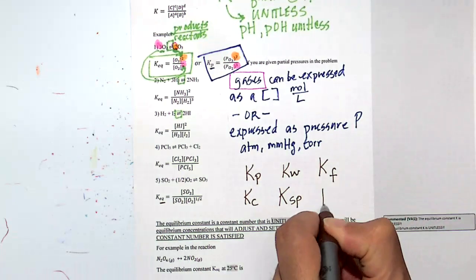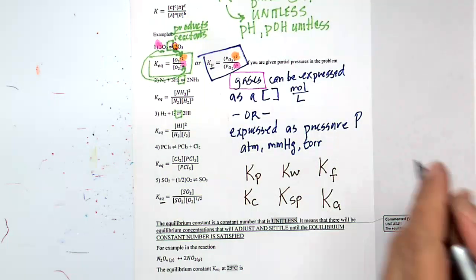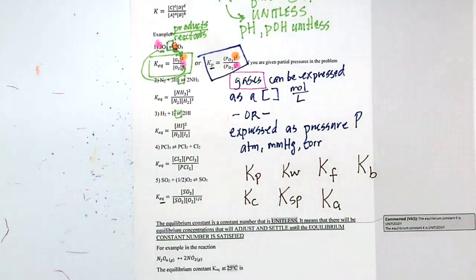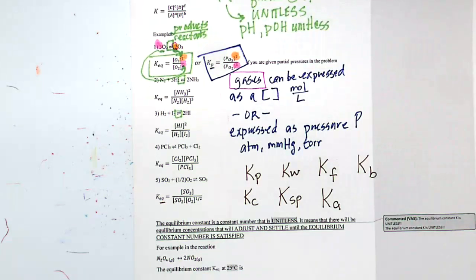There's something called Ka, for acid. The A stands for acid. There's something called Kb. It stands for base. So there's all these different Ks. So don't get yourself confused. It's the same thing, products over reactants.